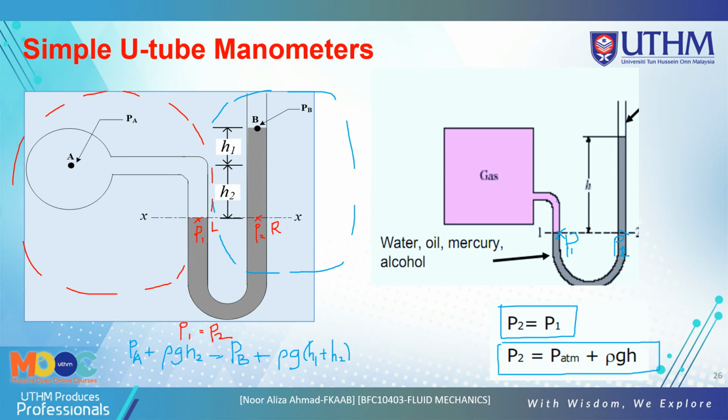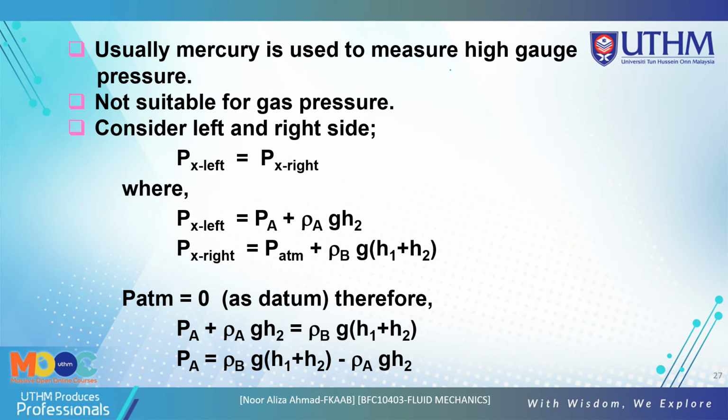But P1 is based on the pressure of the gas here. So the P1 is the pressure of gas, and that's why we put P1 equal to P2. So we get the value here. This is based on this concept, the second diagram. Usually mercury is used to measure the gas. Now consider the left and right side, based on figure 1.